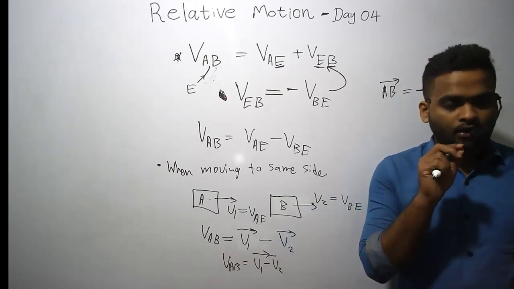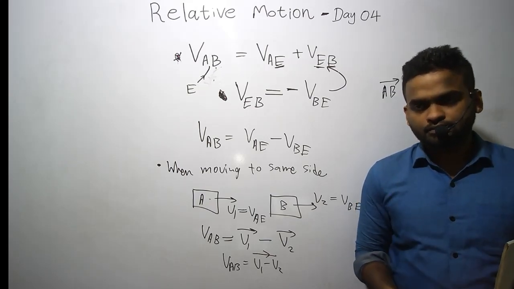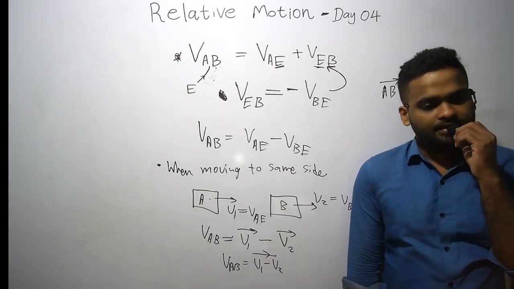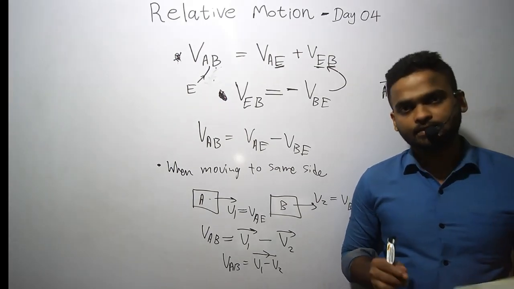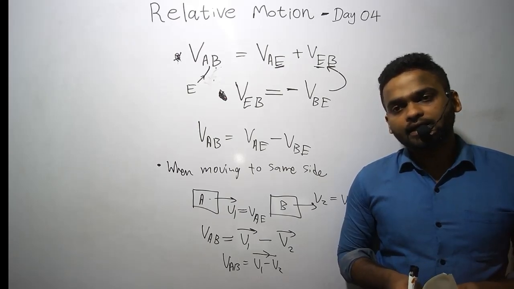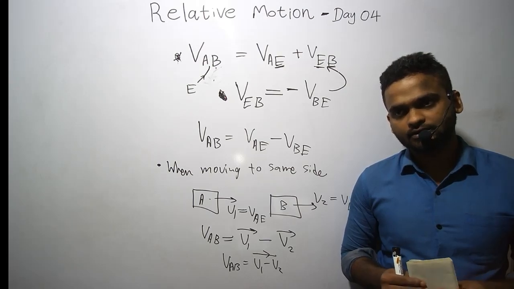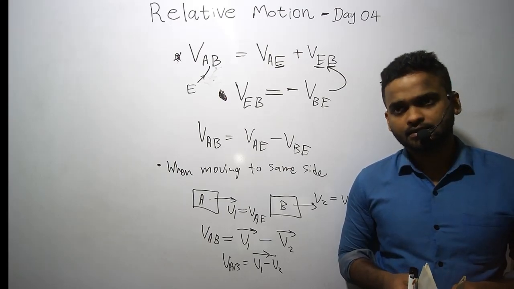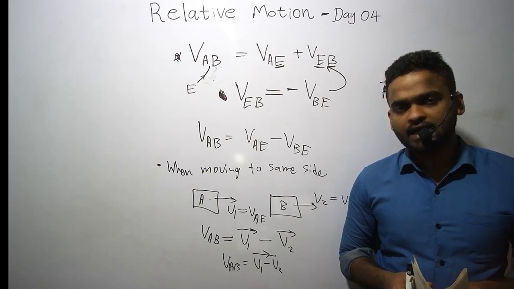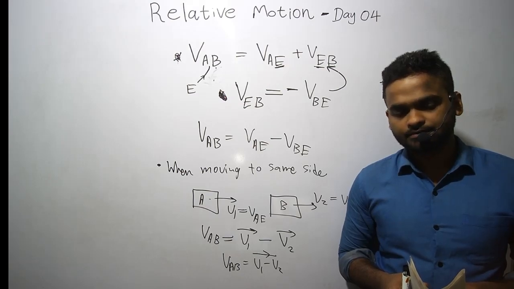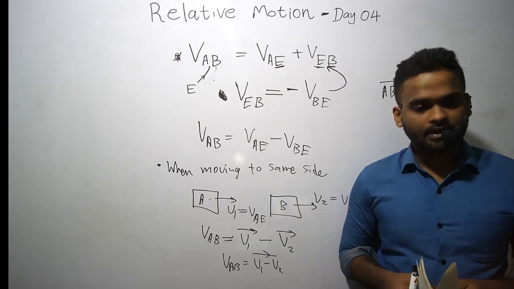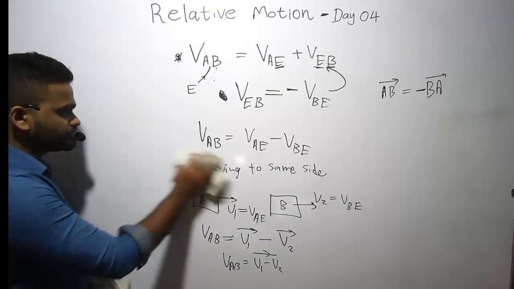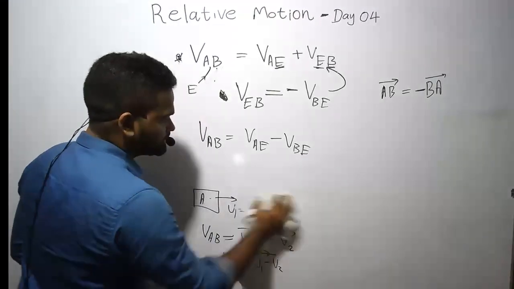Under this, write: when two objects are moving to the same side, the relative velocity between them is their difference of Earth relative velocities.